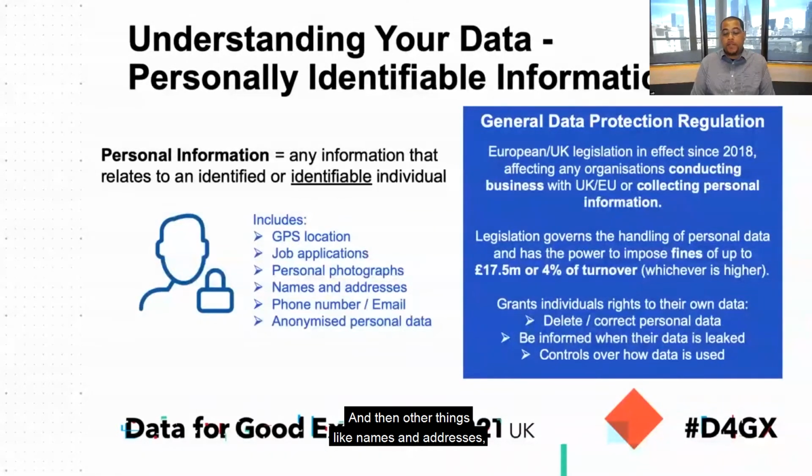And then other things like names and addresses, telephone numbers, and any personal information that has been anonymized, that is, where you've made efforts to remove any links to the person. Anonymized data is actually still considered personal data under GDPR if it initially began as personal data. So that's something to keep in mind as well.